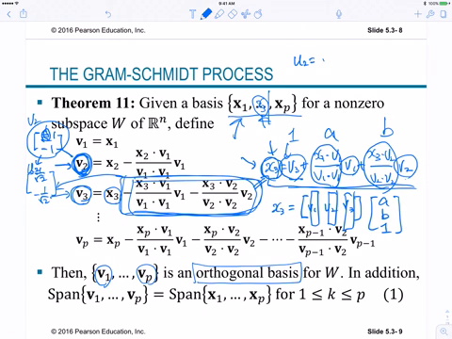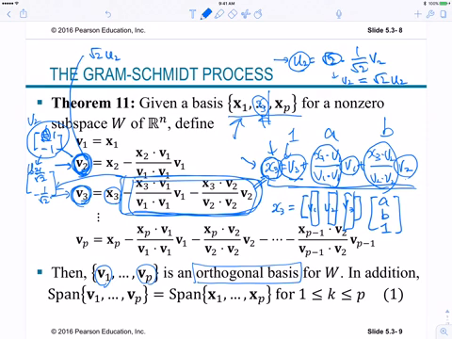So U2 is of course 1 over square root 2 times V2, right? And so in this case, if we are going to use this U2, let's change this as V2 equals square root 2 times U2. Okay, so V2 becomes square root 2 U2, right?